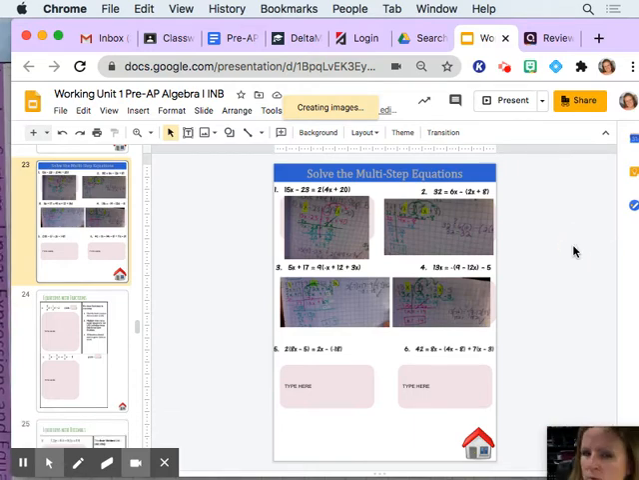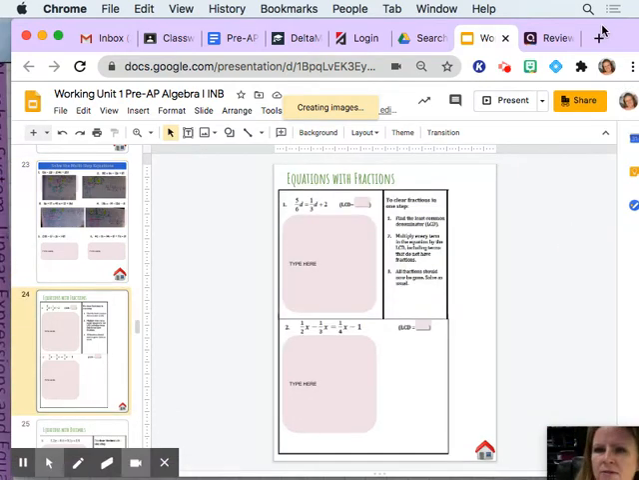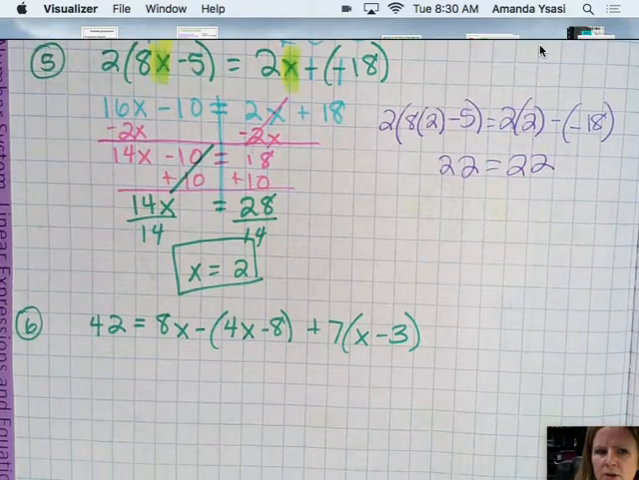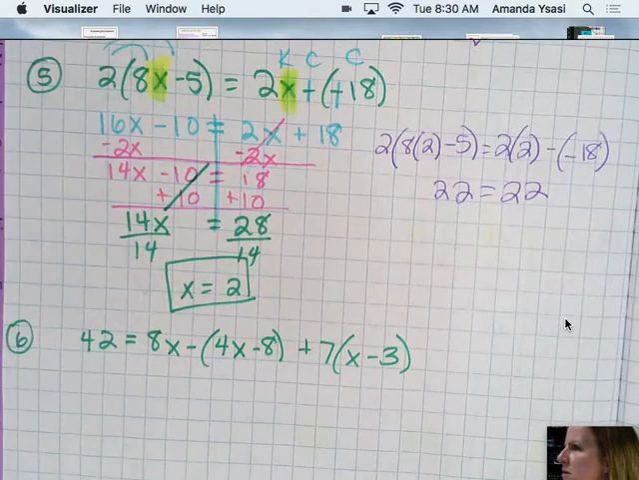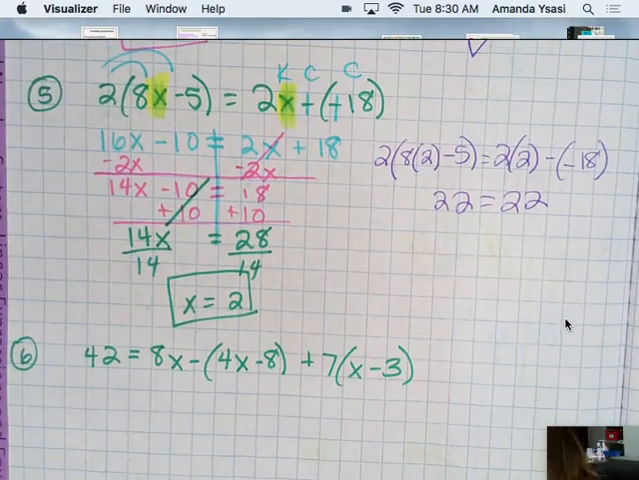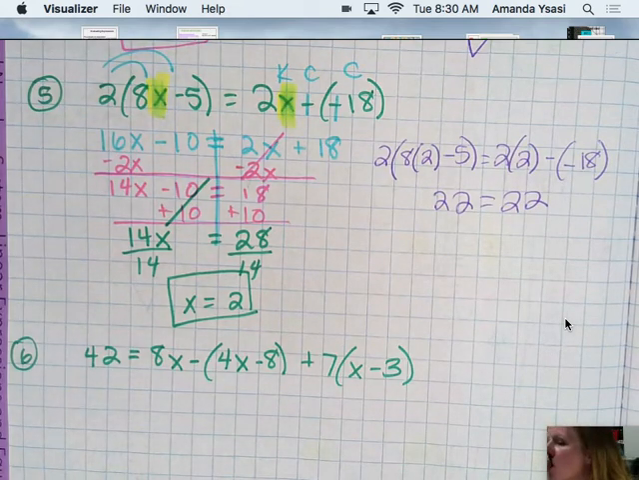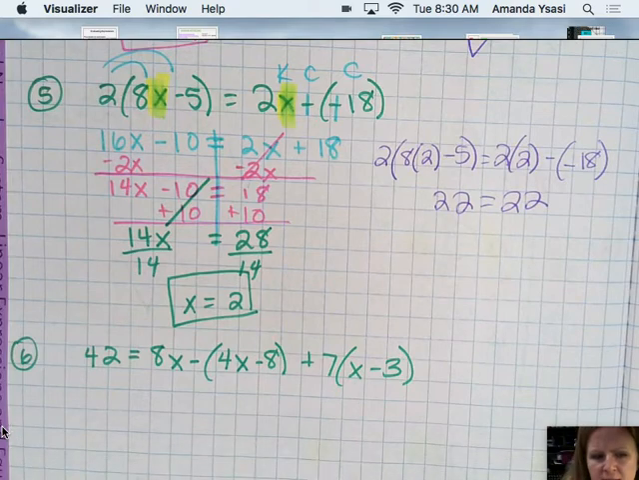All right, so number 5. I'm going to show you my number 5. Check it with yours. I haven't even done number 5 yet. I'm sitting here trying to take pictures. I'm going to pause it and do number 6. I want you to do the same.